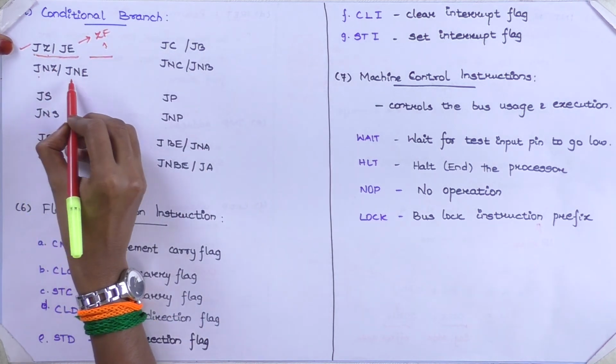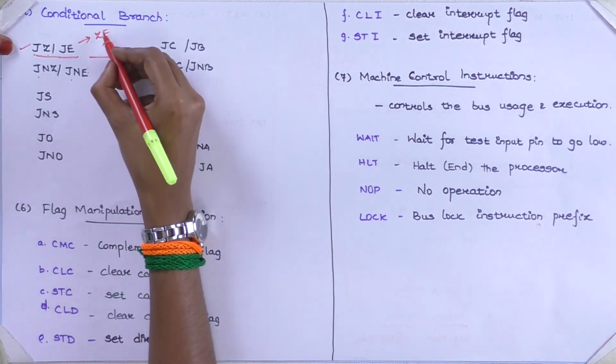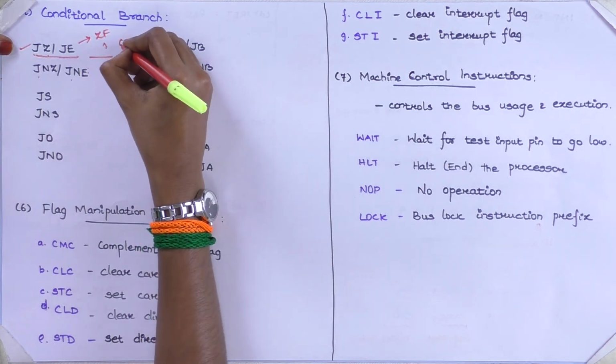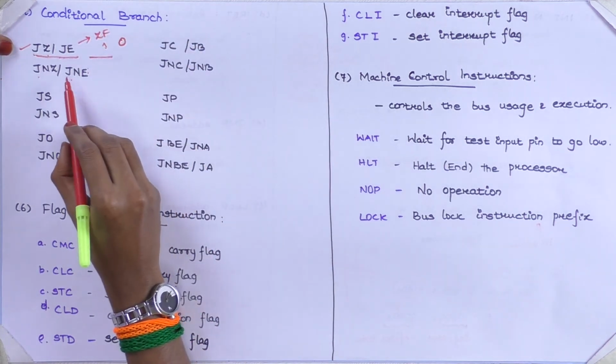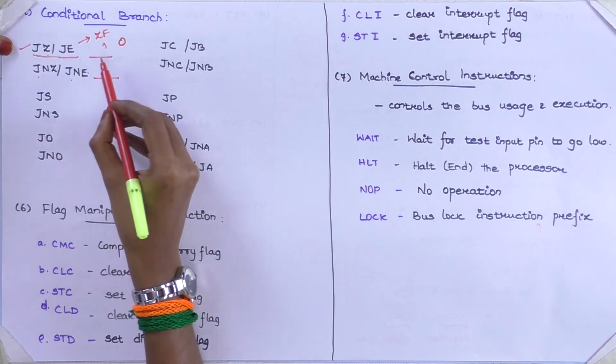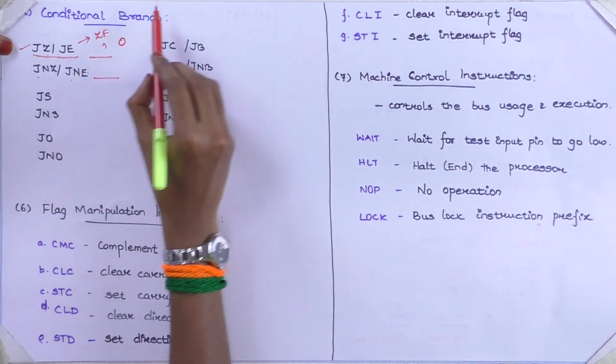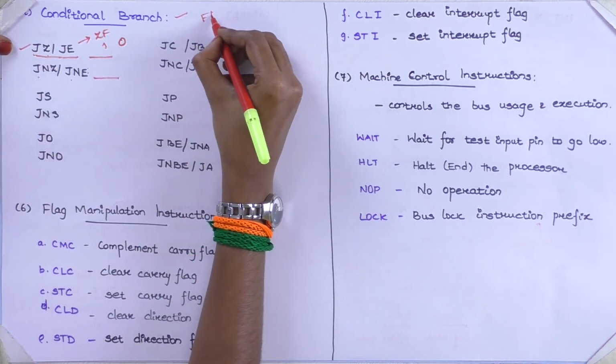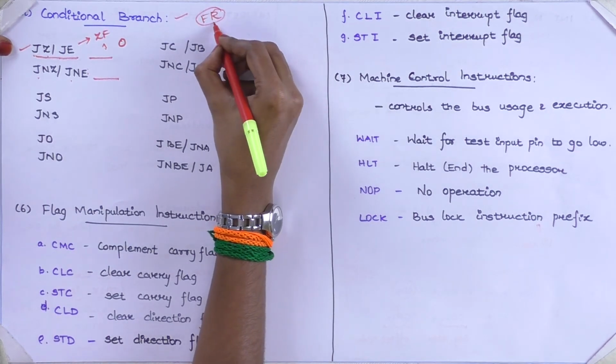Next one is jump on zero or jump on not equal. Again, it will check the zero flag. If it is zero, then it will jump to the address mentioned in the instruction, otherwise not. So all these conditional instructions only check the bits of the flag register.